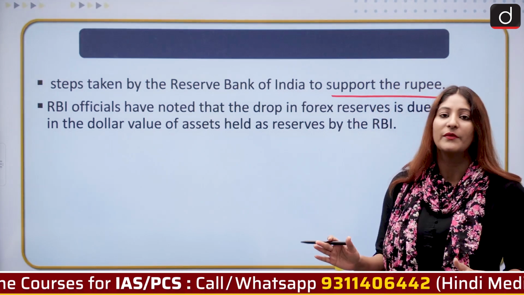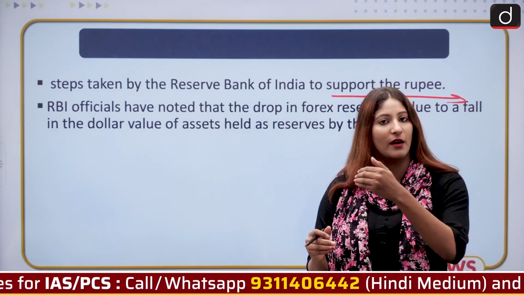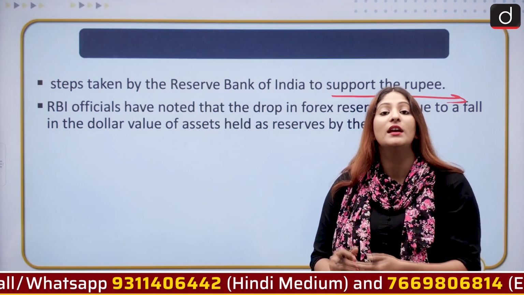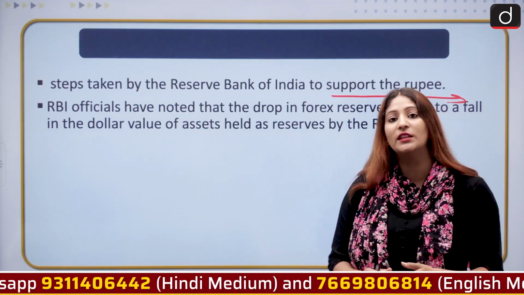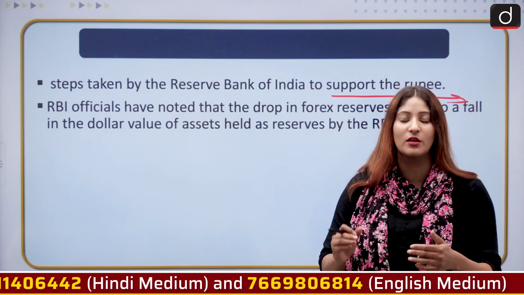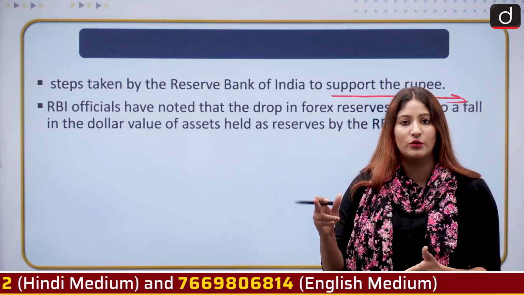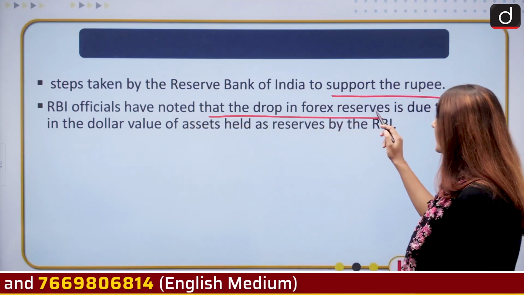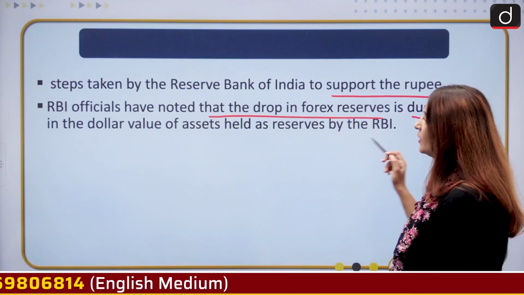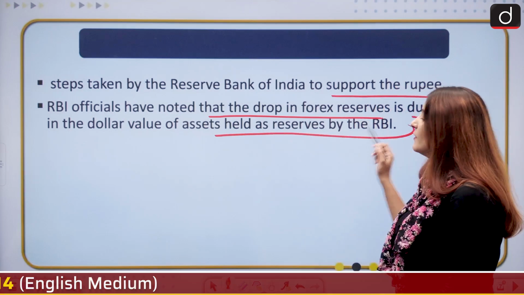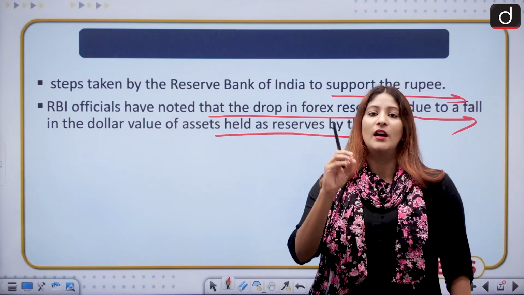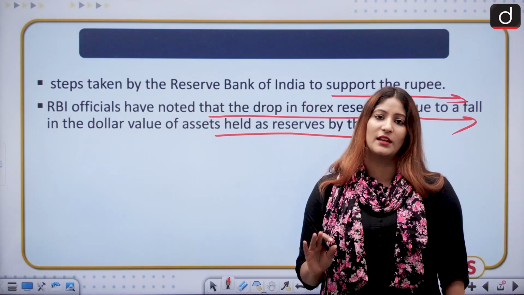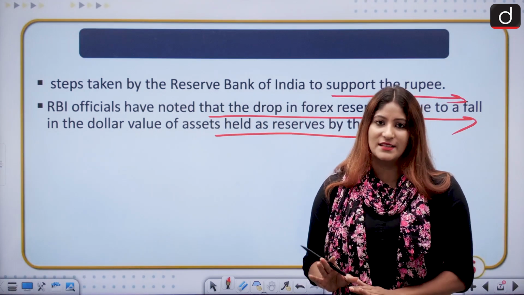It is simple that if the foreign investment in assets is coming down, the impact will be on the value of rupee as well, because now we are comparing the rupee not to the dollar but to yen and euros, right? So RBI officials have noted that the drop in forex reserve is due to the fall in the dollar value of assets, because forex reserves have also come down. You can look at the data from any good newspaper such as the Hindu, but I have not taken it here because it is not necessary as of yet.